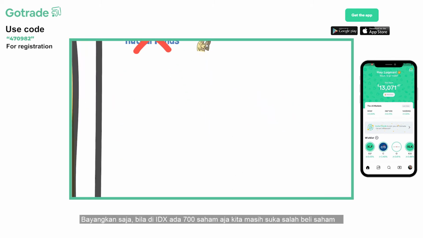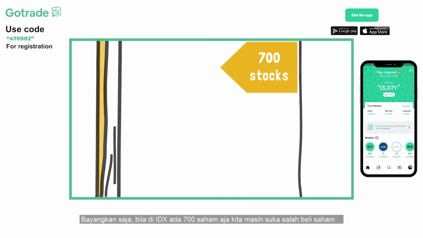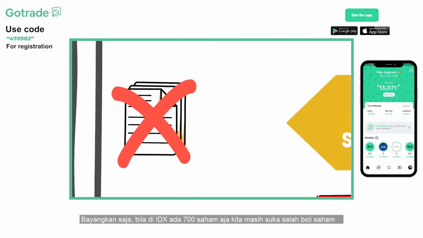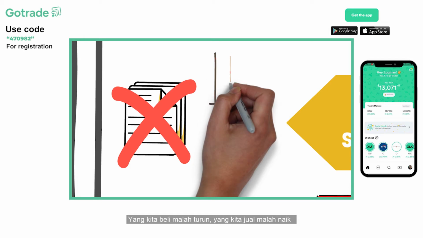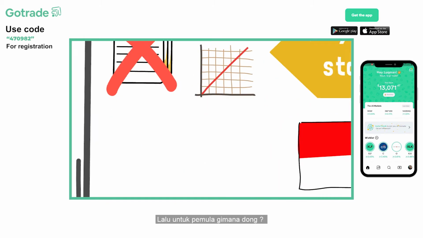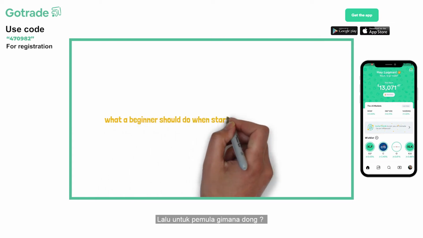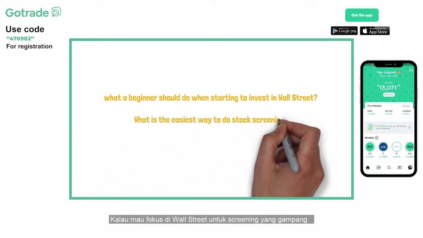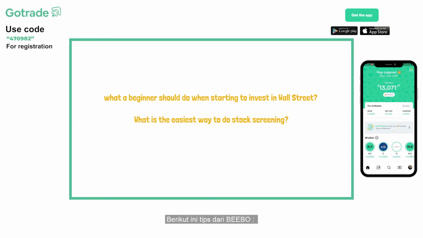Just imagine, with 700 stocks in Indonesian stock exchange, and most often we are still likely to buy the wrong stock. The stock that we buy tend to go down, and what we sell usually goes up. So, what should a beginner do when starting to invest in Wall Street? What is the easiest way to do stock screening? Here are some tips for me.